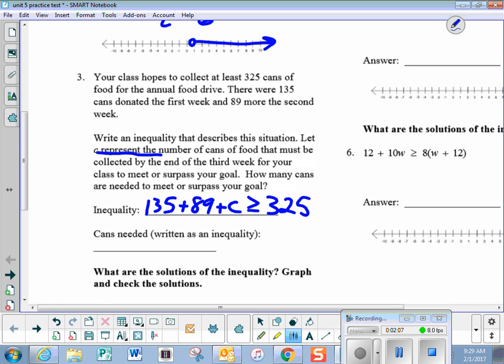So that is 1. The only other answer I accepted is if you went ahead and simplified, and this would be 224 plus C is greater than or equal to 325. So those are one of the inequalities I wanted. And then the answer is you subtract 224 from both sides, and C is greater than or equal to 101. And it does say write it as an inequality, so make sure you do that.